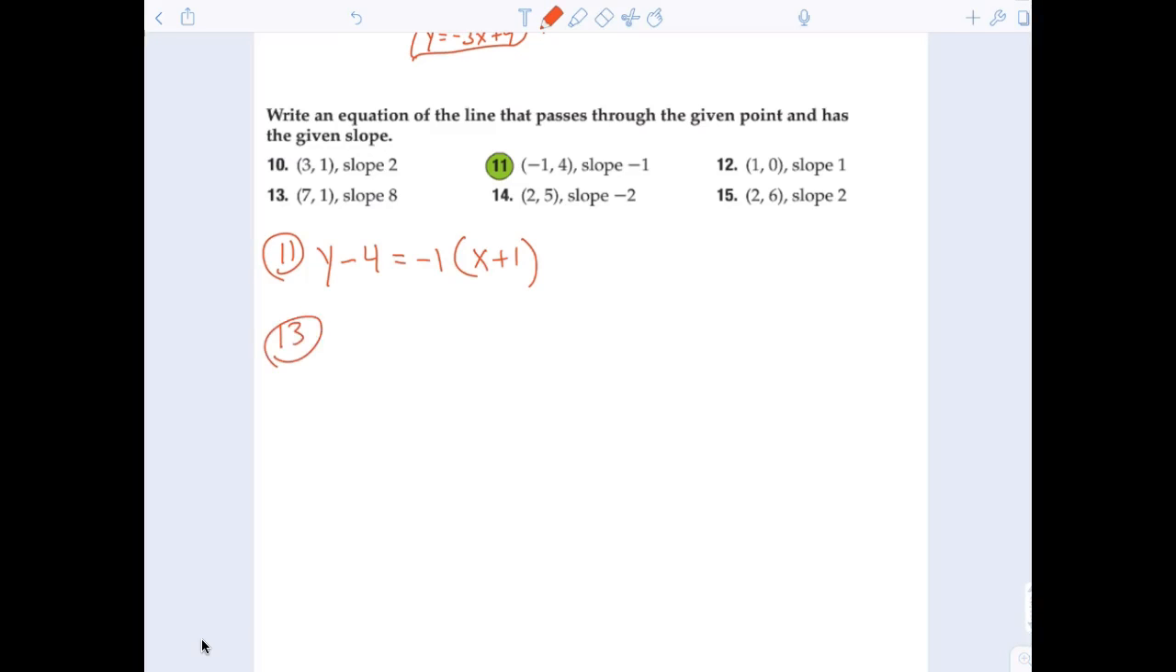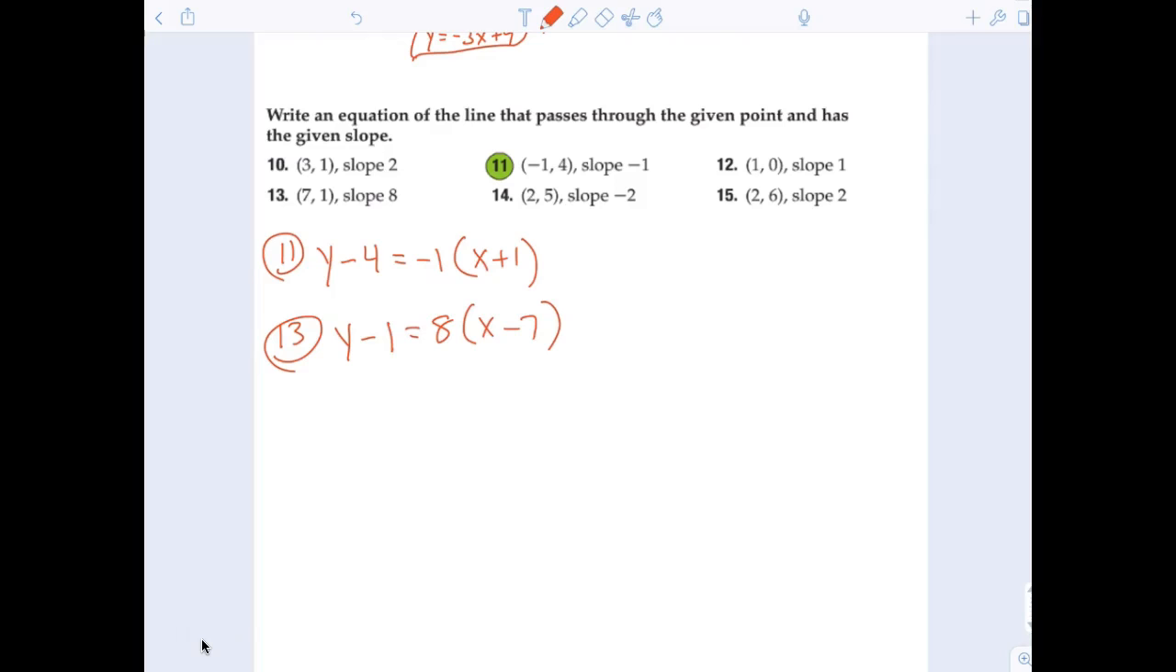13. Someone else be brave. Cole, good. Y minus 1. What's the y value? That's where kids make a mistake. That's where the mistakes are made. Y minus what? Yeah, I'm looking at the wrong one. That's my mistake. Y minus what again, Cole? Right. Go ahead, Cole. I'm sorry. Equals 8 times x minus 7. I was right that time. So y minus 1 equals 8 times x minus 7. Easy. All right, Abby. 15.